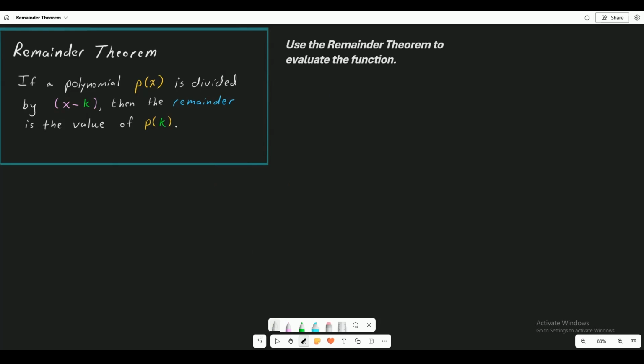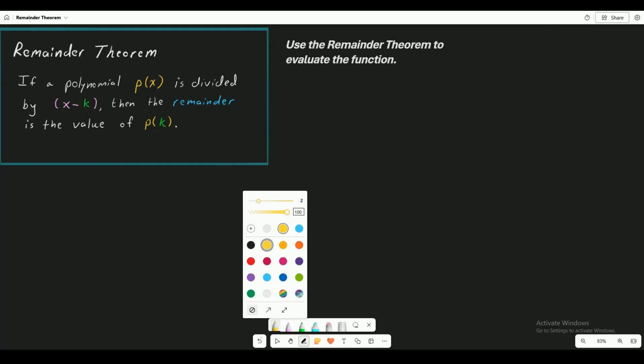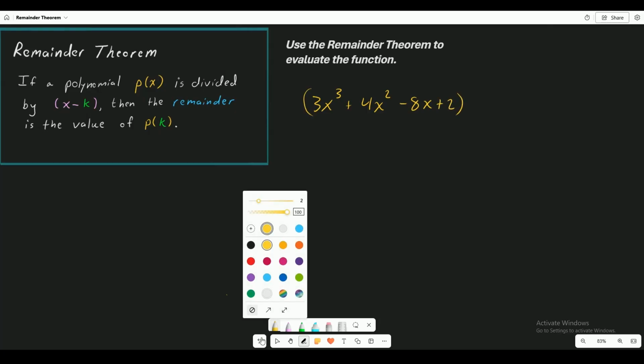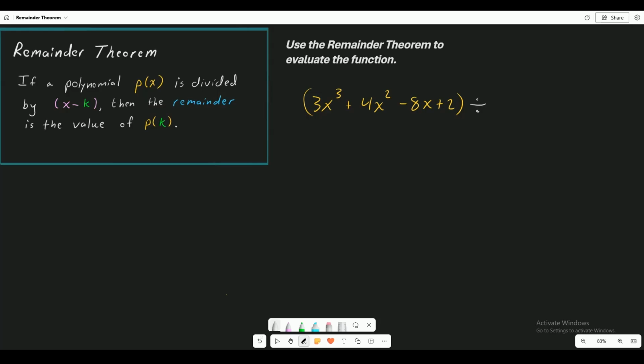So it's a quick way to check for factors, okay? For zeros, the remainder theorem. I have this one for us: 3x to the 3rd power plus 4x squared minus 8x plus 2, divided by, what are we dividing by? We're dividing by x minus 3.